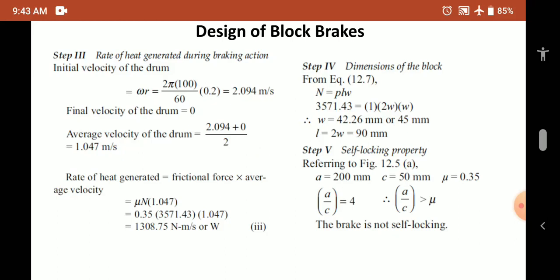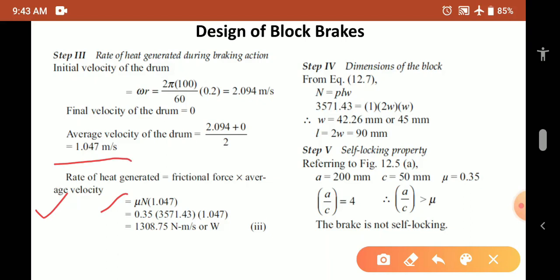Next, the rate of heat generated is equal to frictional force into average velocity. This is the formula. The frictional force is equal to mu into N here, and the average velocity is 1.047 here. So finally we get the rate of heat generated is equal to 1308.75 Newton meter per second, or watt.